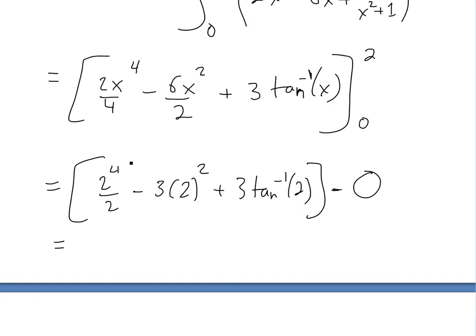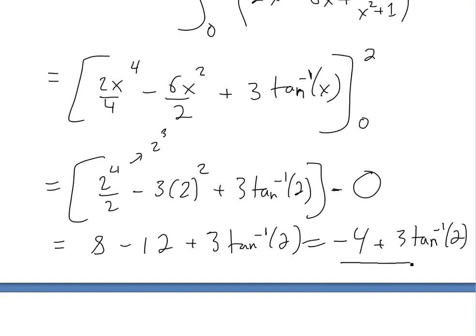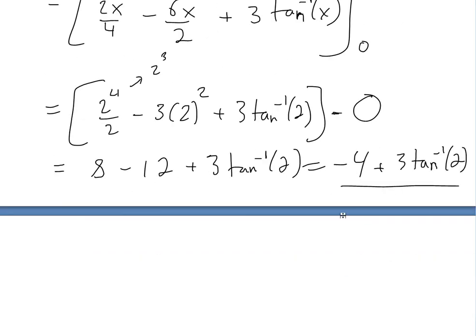Simplify this, we're going to get, well, 2 to the 4 minus, this is the same as 2 to 3, because you have it divided by 2, and this equals 8. So we're going to go 8 minus, this is 3 times 4, is 12, so 8 minus 12 plus 3 inverse tan of 2 here. And this simplifies to negative 4 plus 3 inverse tan of 2 here.